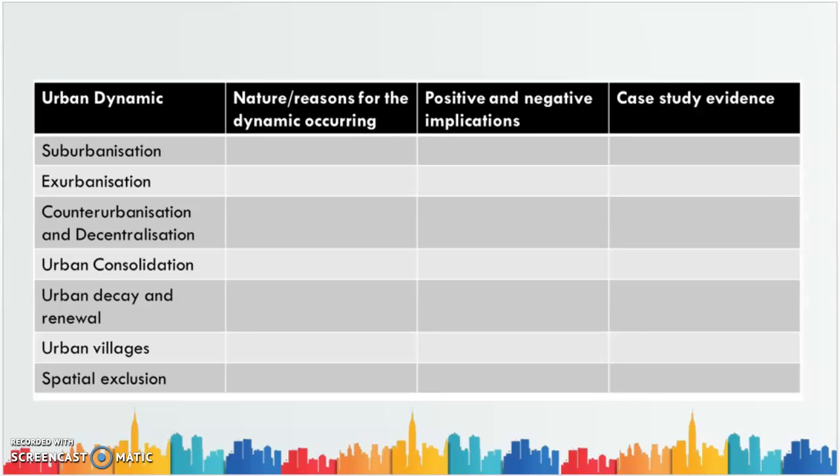So here is the table that I mentioned in the last video that you're meant to be filling out as you learn about the different urban dynamics. So what you can do is fill this out for suburbanisation and exurbanisation. You will need to read the textbook pages for exurbanisation and add to your notes. I think there's only a couple of pages, but this will also help you fill out this section of the table for these two urban dynamics.